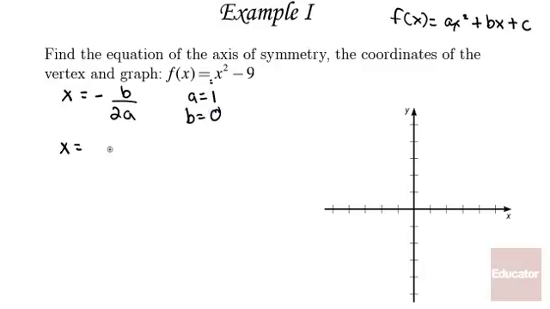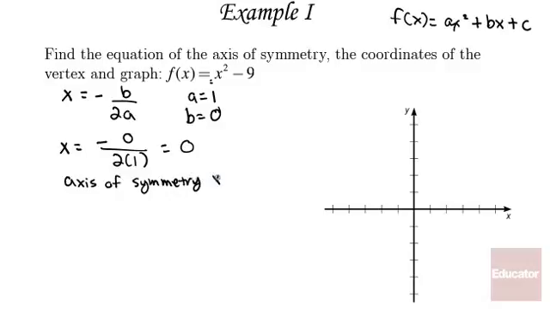So I'm going to go ahead and substitute these in. And as soon as I see that b is 0, it honestly doesn't matter what a is, because if you take 0 and divide it by anything, you're going to get 0. Now, this is the equation for the axis of symmetry. It's a vertical line at x equals 0. So right here, the axis of symmetry is just going to follow this y-axis.